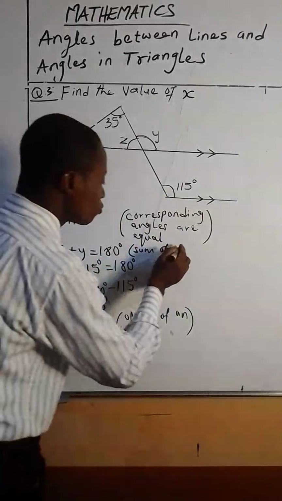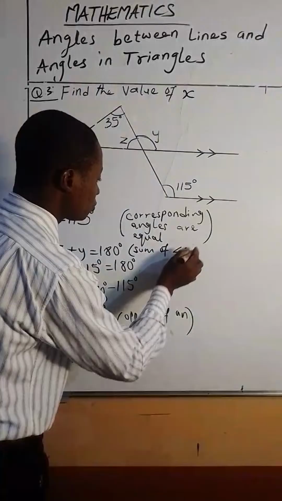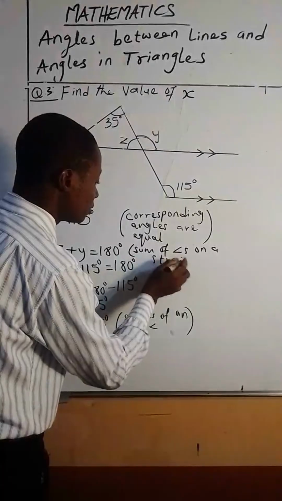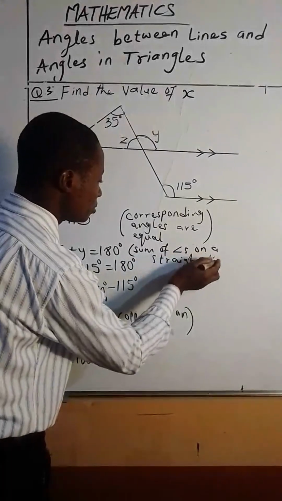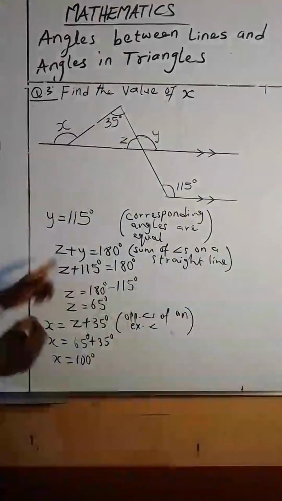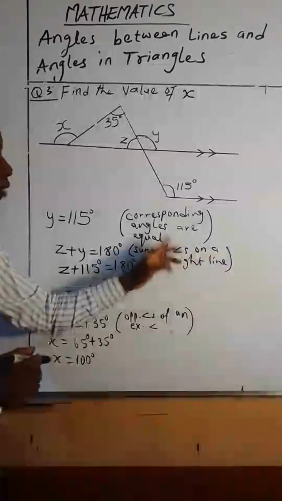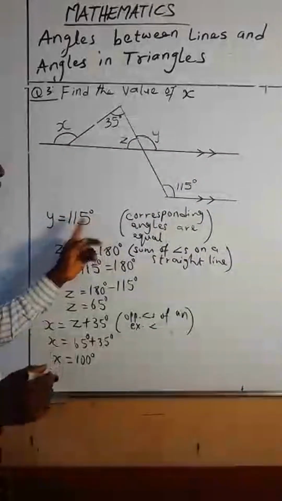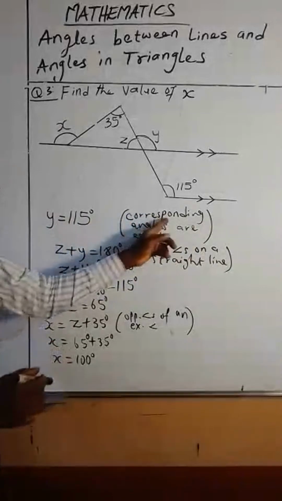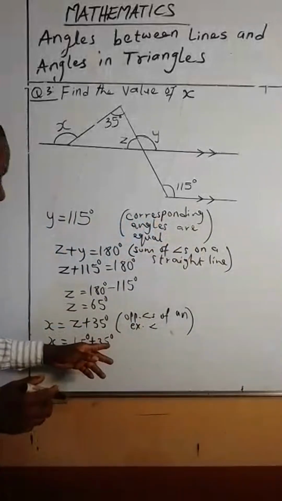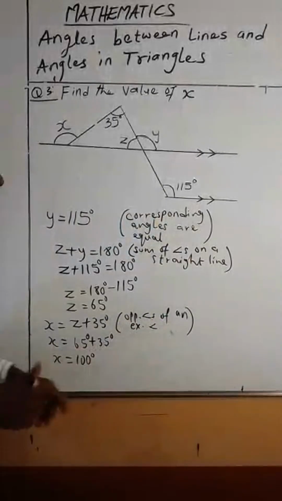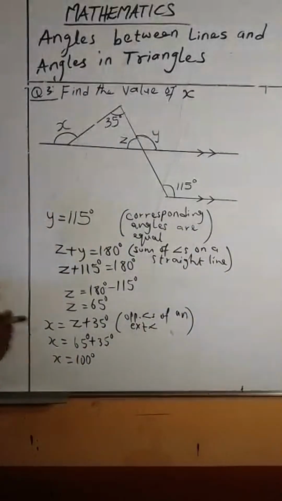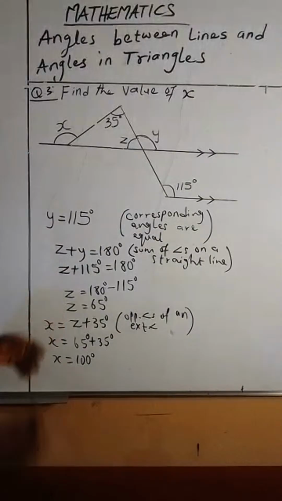Sum of angles on a straight line. So sum of angles on a straight line. This second one is sum of angles on a straight line. These two angles are adjacent angles on a straight line. Sum of adjacent angles on a straight line. While the first one is corresponding angles are equal, while this one is opposite angles of an exterior angle. So that is the solution to the third problem.